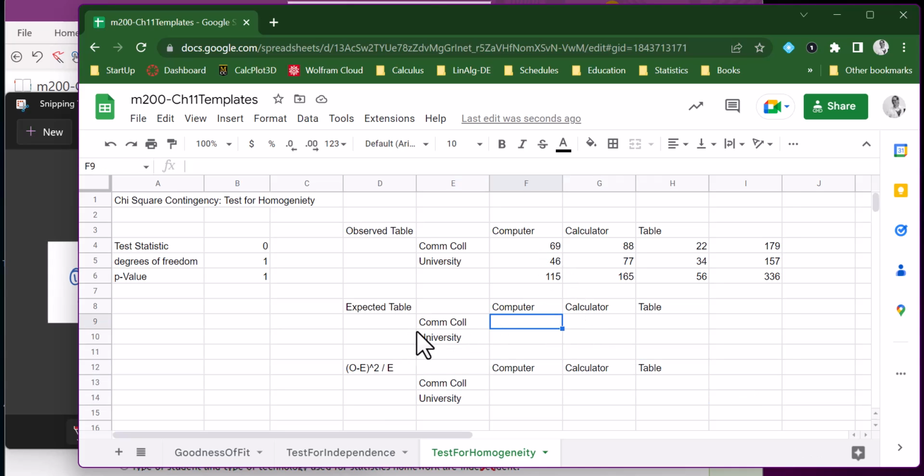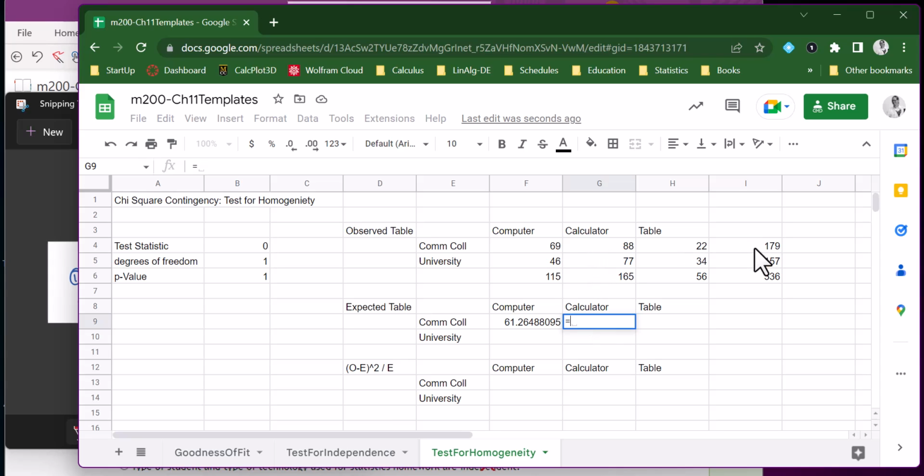Let's go first to the expected table. Here, just like we computed for the test for independence, this is going to be equal to the row total times the column total divided by the grand total of that particular cell. And so we get 61.26. So let's do the computation here.